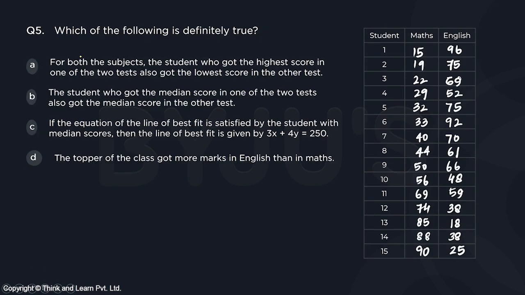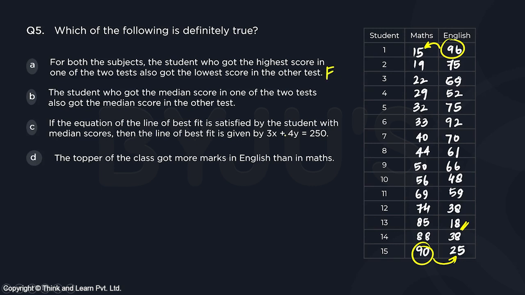Question number 5. Which of the following is definitely true? For both these subjects, the student who got the highest marks in one of the two tests also got the lowest score in the other test. So if you look at English, he got the highest in English, he got the lowest in maths. Did he? Yes. Now, somebody who got the highest in maths, did that student get the lowest in English? No, we have got a lesser value than 25 where somebody else got. So this is not definitely true.